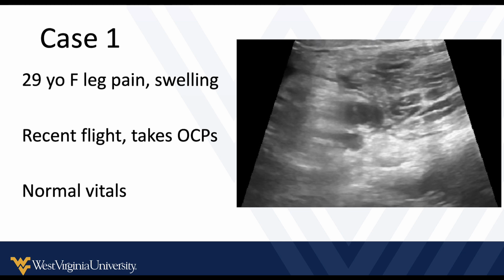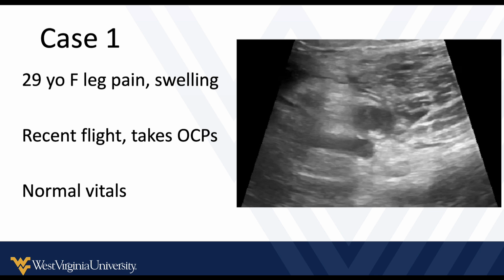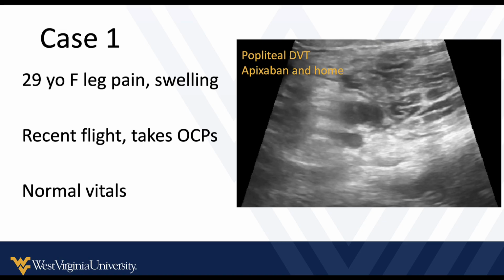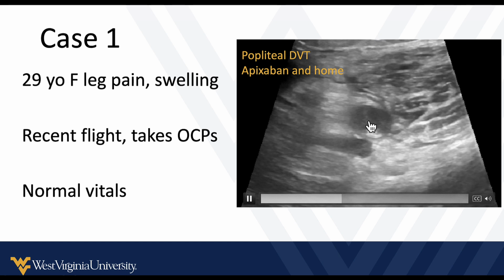So just reviewing our cases real quickly. This is our first case, the 29-year-old woman who flew cross country while taking her estrogen-containing oral contraceptive pills. And we can see this is the pulsatile popliteal artery. Superficial to that is the non-compressing popliteal vein that contains some echogenic material in it. So this is a DVT.